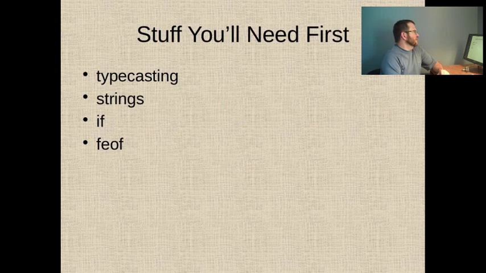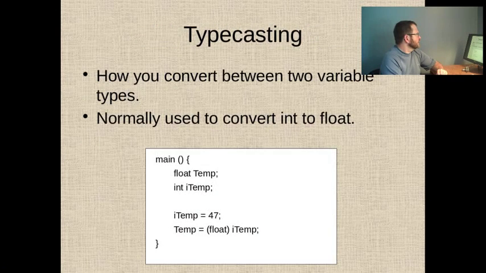So let's learn about these meteorological data. There's a number of different steps. This program requires a couple of different things that are new techniques to us: something called typecasting, a variable type called strings. We're going to have to learn how to use the if statement in C and how to use the end of file function in C. But we'll get there. They're all just new things to learn.